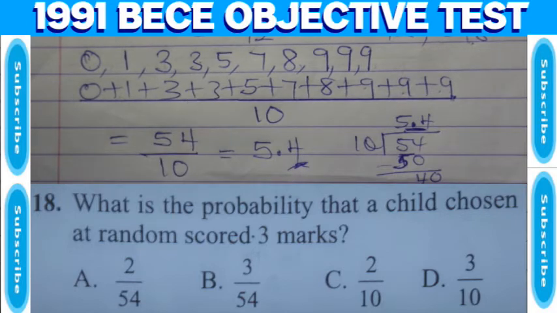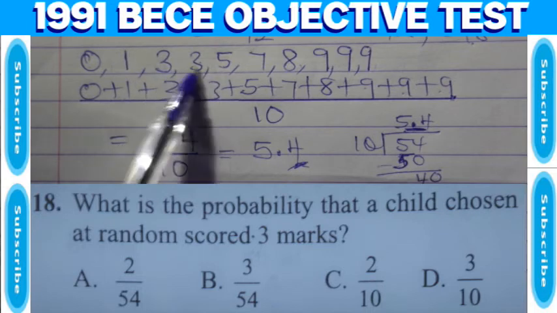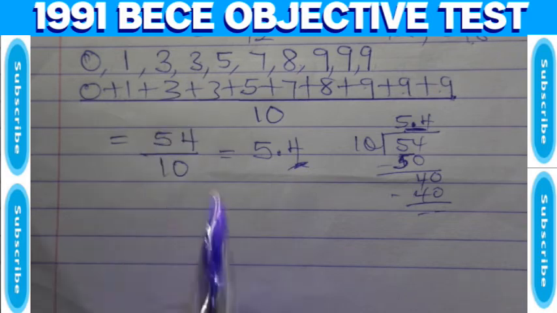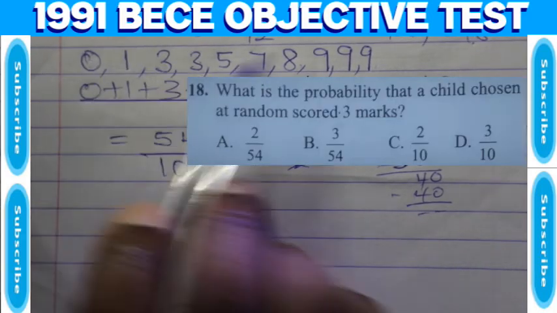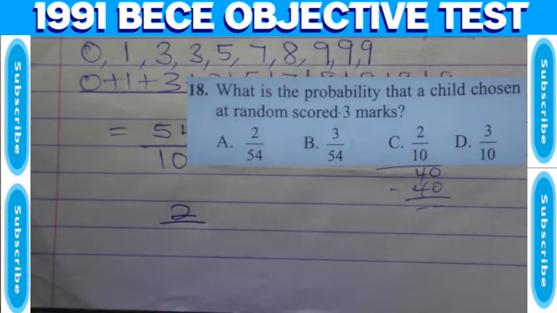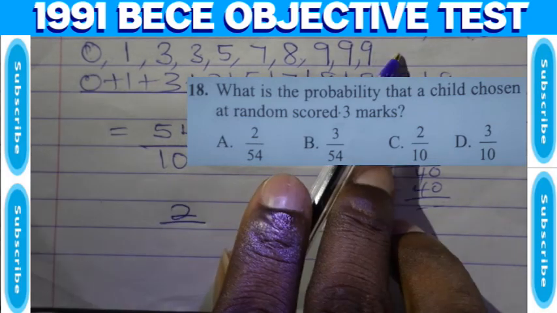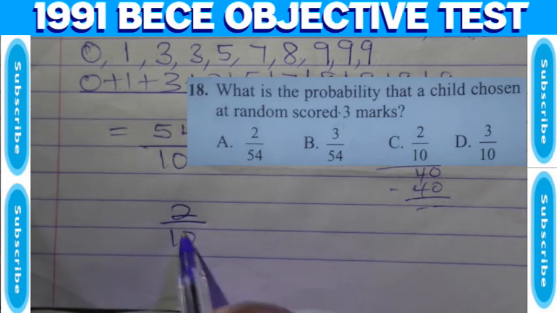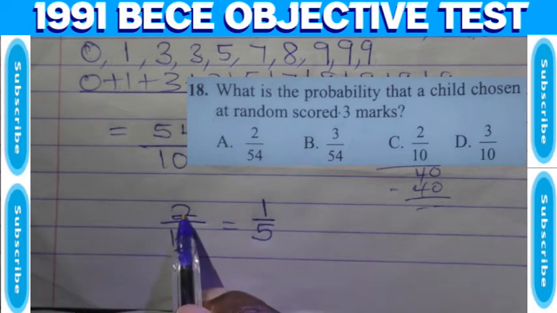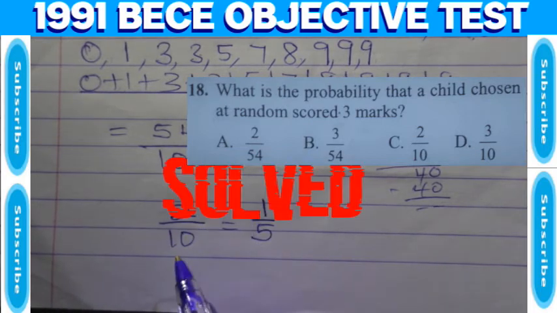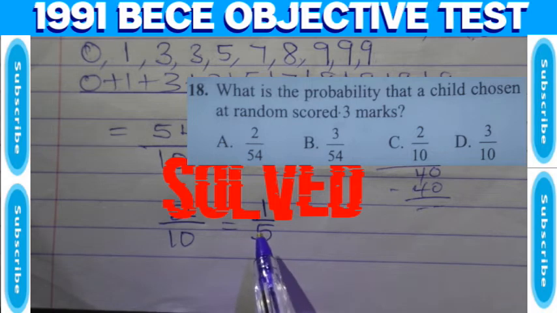To find the probability that a pupil chosen at random scored 3 marks, it will be 2 of these 3s. So 2 children scored 3 marks. So it will be 2. The probability will be 2 out of how many children? That is 10 children. And finally, leaving this in the simplest form gives us 1 out of 5. 2 divides itself 1, 2 divides 10 5 times. And that is it.